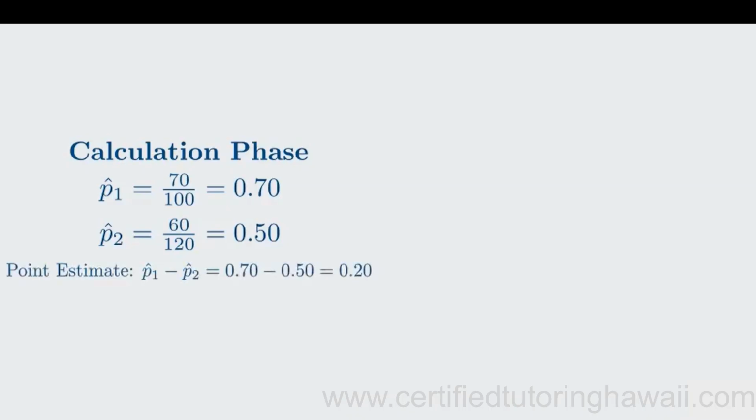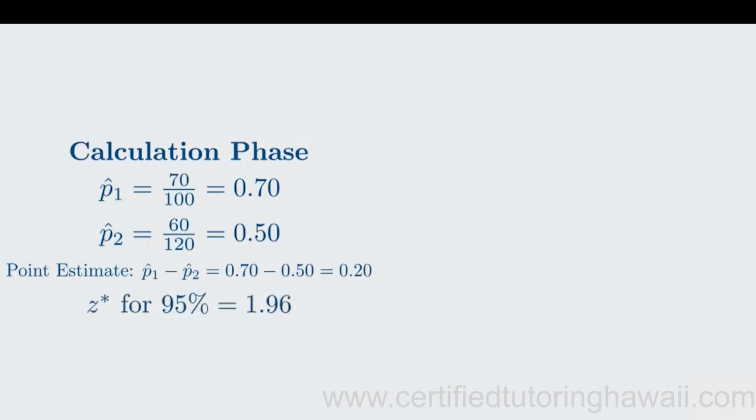First, we need our sample proportions, which we call p-hat. For City A, p-hat 1 is 70 out of 100, which is 0.70. For City B, p-hat 2 is 60 out of 120, which is 0.50. Our point estimate for the difference is 0.70 minus 0.50, giving us 0.20. This tells us that in our samples, there is a 20% difference in app usage.